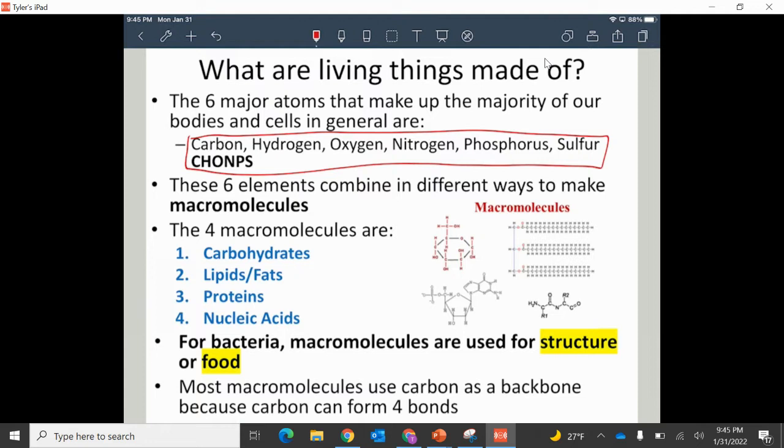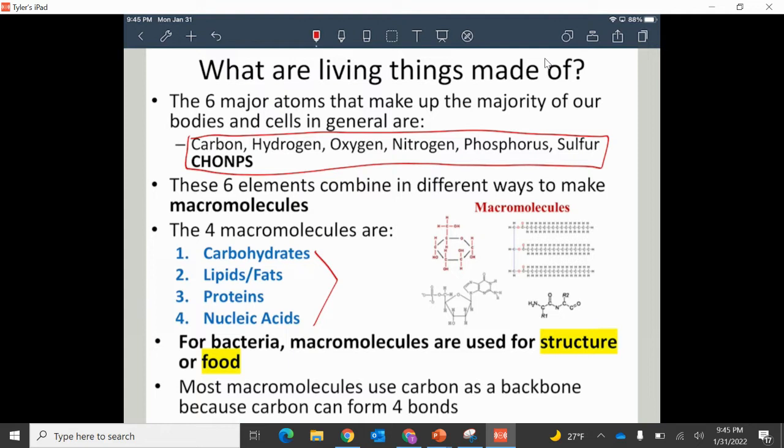And in fact, 96% of a living thing is made of just these 6 elements, right? So these are the 6 major ones that we need, okay? Now, these 6 elements are going to combine to make these things called macromolecules. And a macromolecule is just a big molecule, right? And made of those 6 elements.